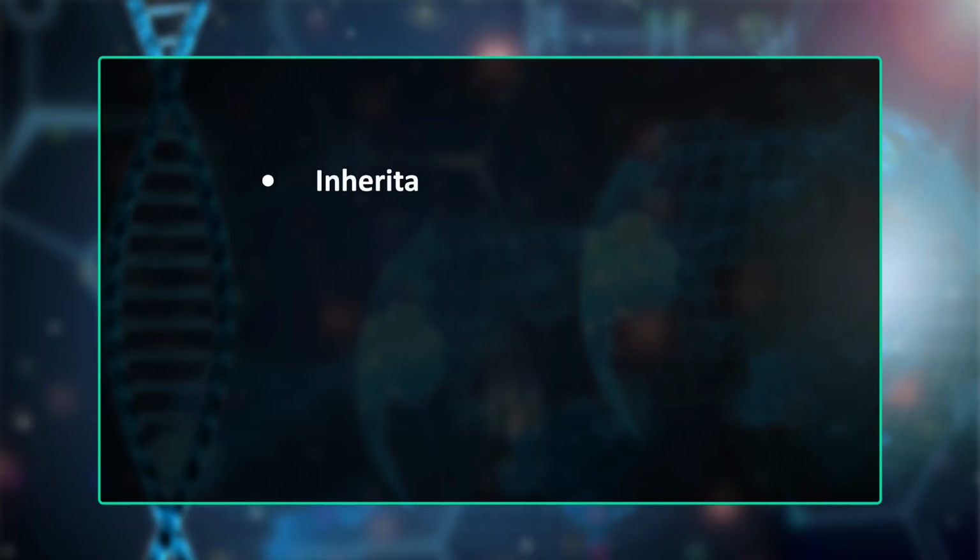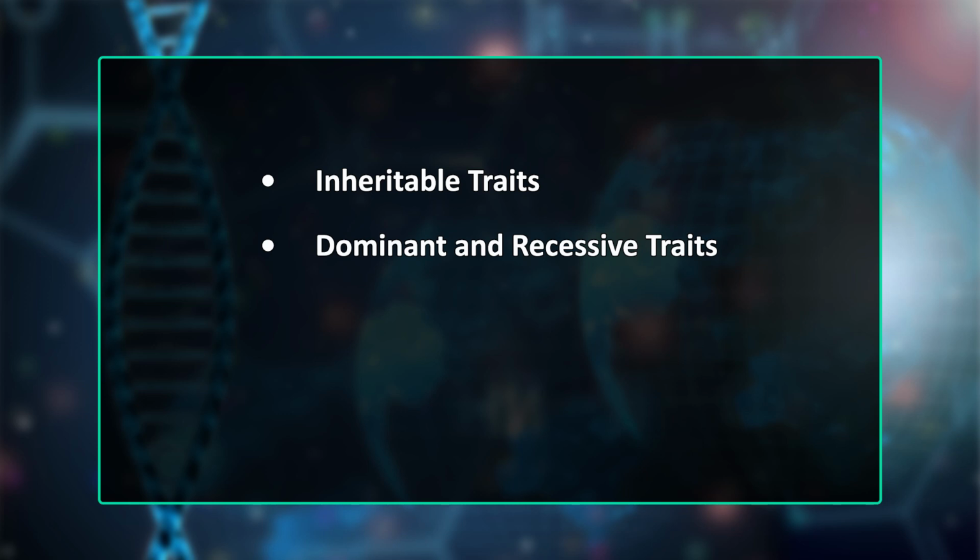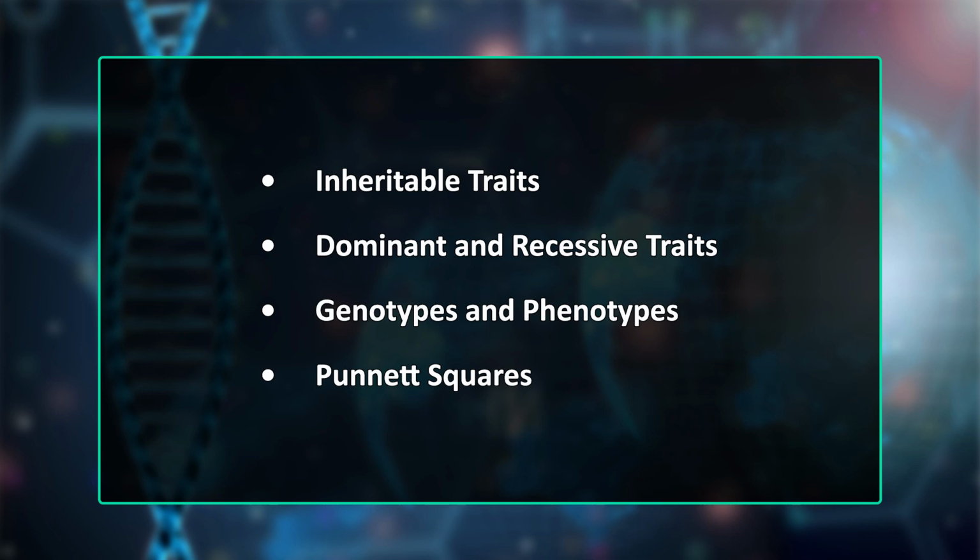The concept of heredity and the ability to pass on traits from one generation to the next is central to genetics as well as to evolution. This activity will cover inheritable traits, dominant and recessive traits, genotypes and phenotypes, and Punnett squares.